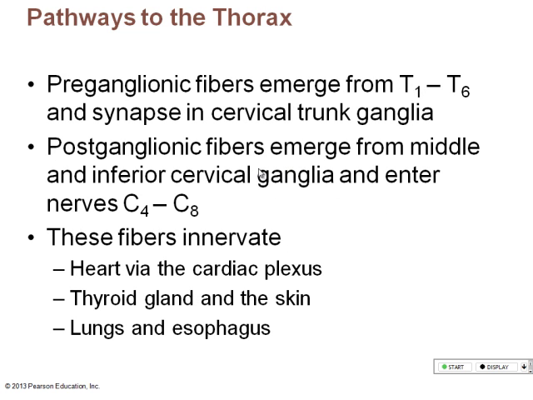Some of the pathways to the thorax also help innervate the heart via cardiac plexuses that are going to help with heart rate. When we talk about the cardiovascular system, we're also going to talk about a group of cells called autorhythmic cells that are also going to play a role in keeping the rhythm of the heart.